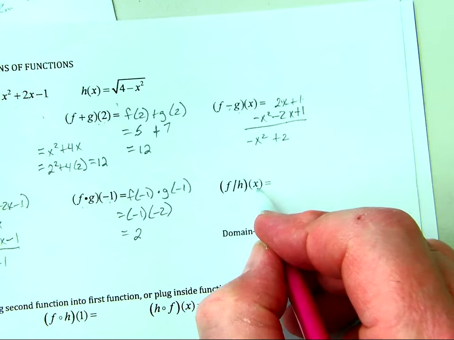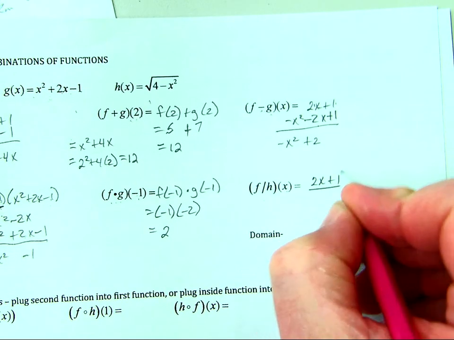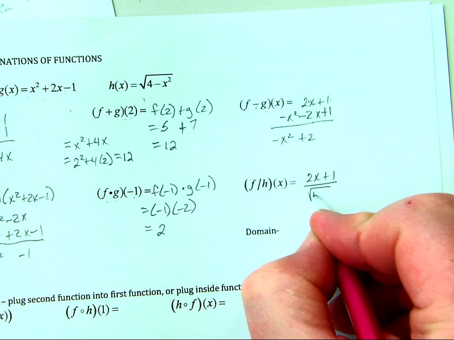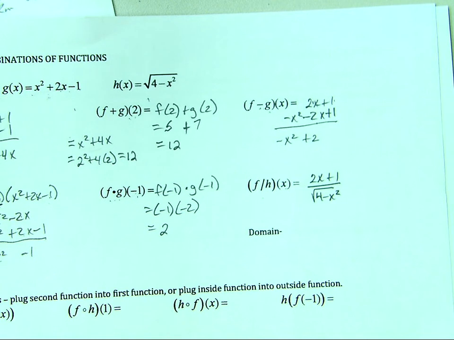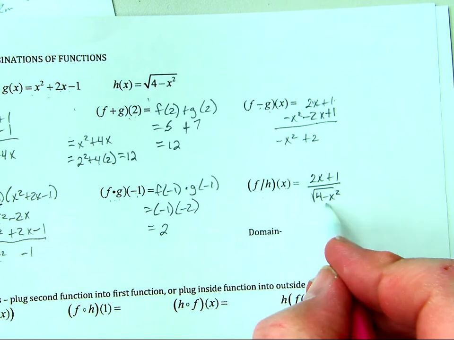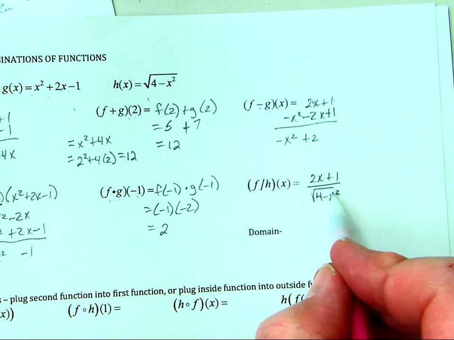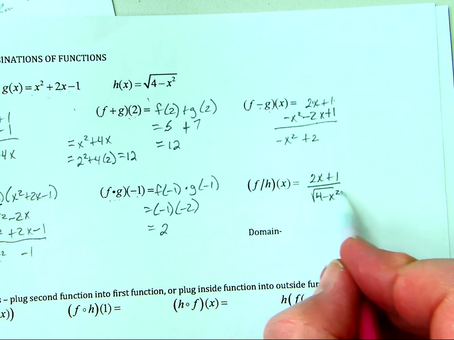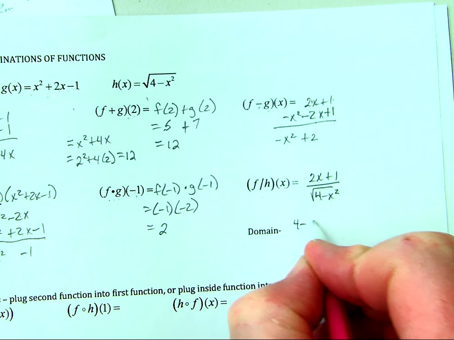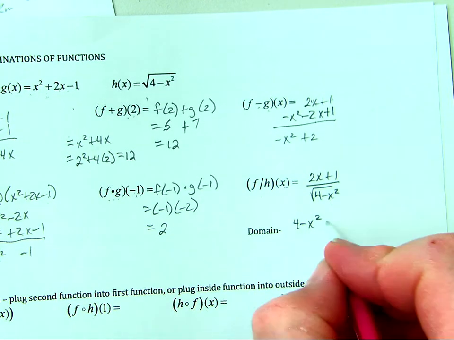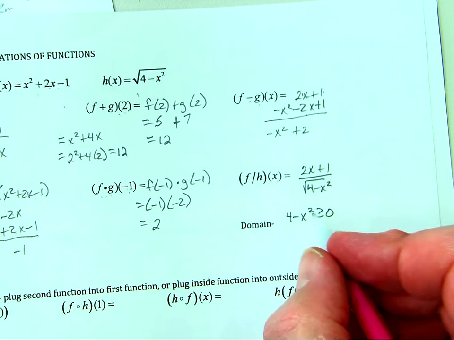This one, f divided by h, well, we just take f, which was 2x plus 1, over h, which is the square root of 4 minus x squared. Now, on most of these, you will have to mention the domain, because since we put this in the bottom, that affects our domain. Remember, with domain, we talked about this the other day, whatever's in the parentheses cannot be negative. So we say that number in parentheses, 4 minus x squared, can't be negative. Well, that's all that's left is greater than or equal to 0. Well, now we solve that.